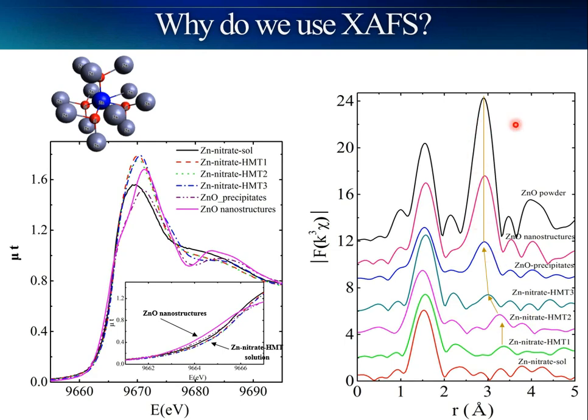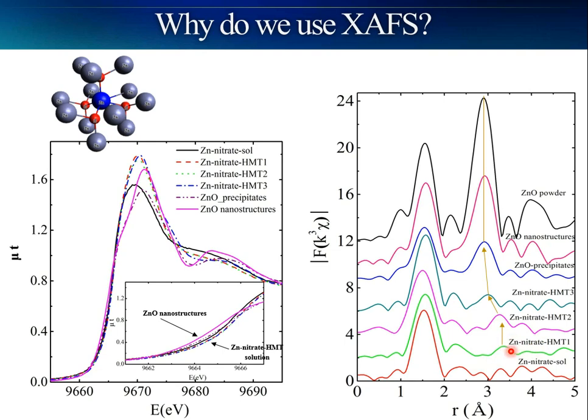The black line on the top of the XAFS is zinc oxide powder, which has a bulk structure. There are two peaks contributed by the zinc-oxygen pair, the first peak, and zinc-zinc pairs, the second peak. Okay, look at the zinc nitrate solution. The zinc nitrate solution has only the first peak contributed by the zinc-oxygen pair. The second peak contributed by zinc-zinc pairs starts to appear after adding HMT.